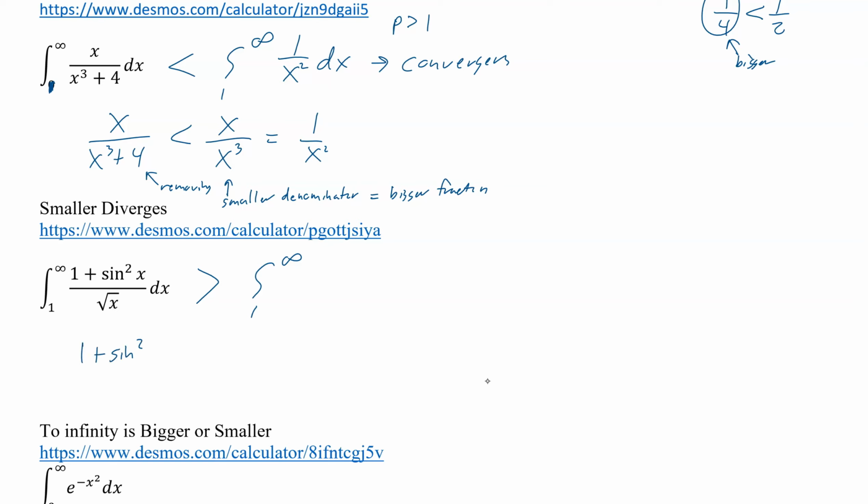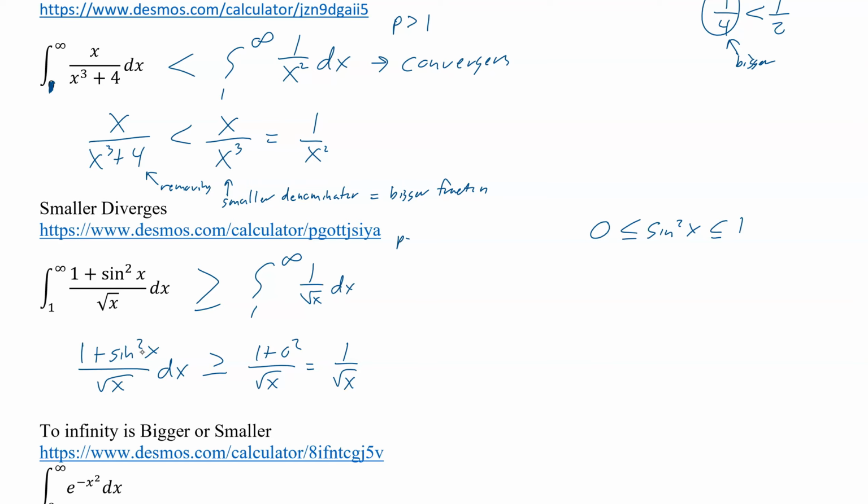So if you remember with sine squared, that's the easiest one to go after here. Sine squared x has to be between 0 and 1. It has to be bigger than or equal to 0, and less than or equal to 1. So we know that the smallest it can possibly be is 0. So this has to be bigger than or equal to 1 plus 0 squared over radical x, which is equal to 1 over radical x. So we can actually put an equal on there too. And we put that 1 over radical x here. And that's p equal to 1/2, right? So p equal to 1/2 means this diverges.